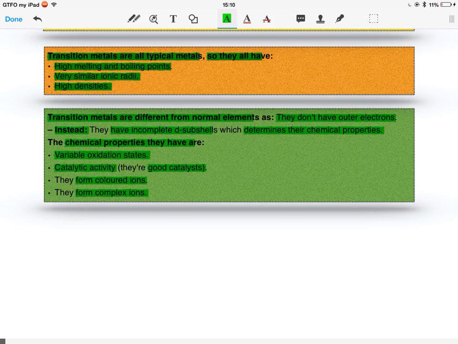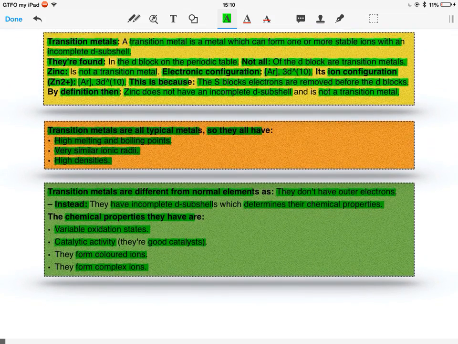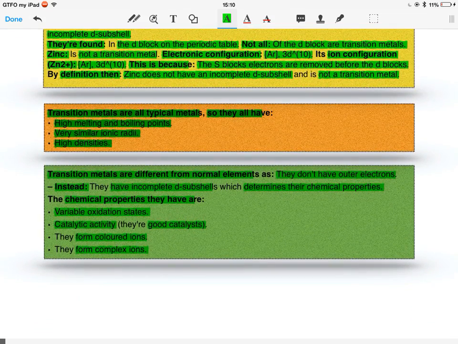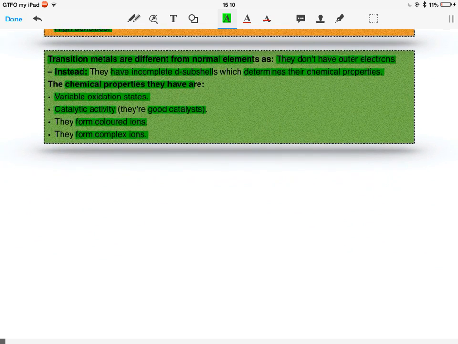And in terms of the basics, that's all you need to know for the transition metals. What I'll go on to next is the chemical properties in more detail. So, yeah, cool.